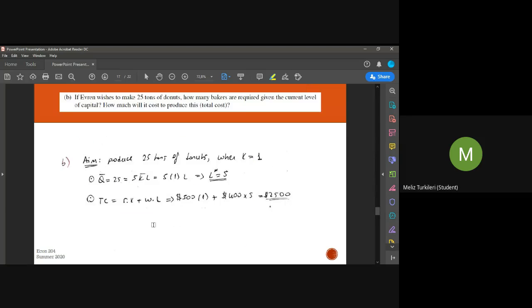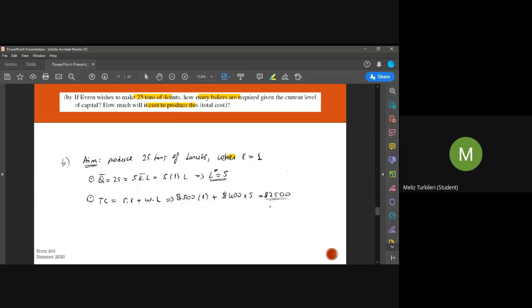It's really easy. What about the B section? Let's assume that everyone needs to make 25 tons of donuts. Okay, so what we need to find out, when again K is equal to 1, is the cost to produce this amount, and find out the level of labor.